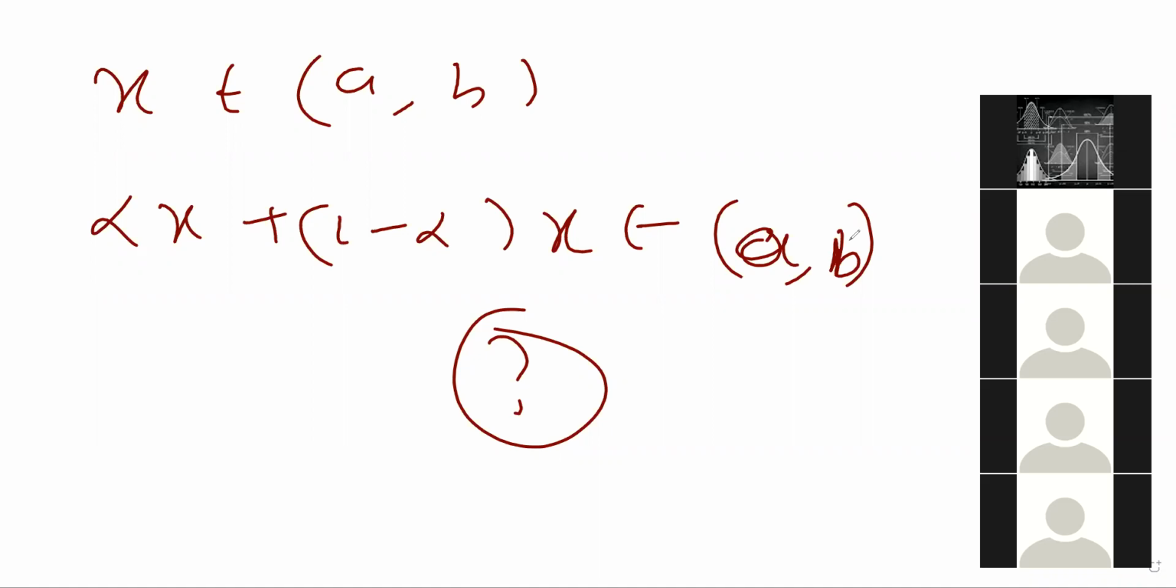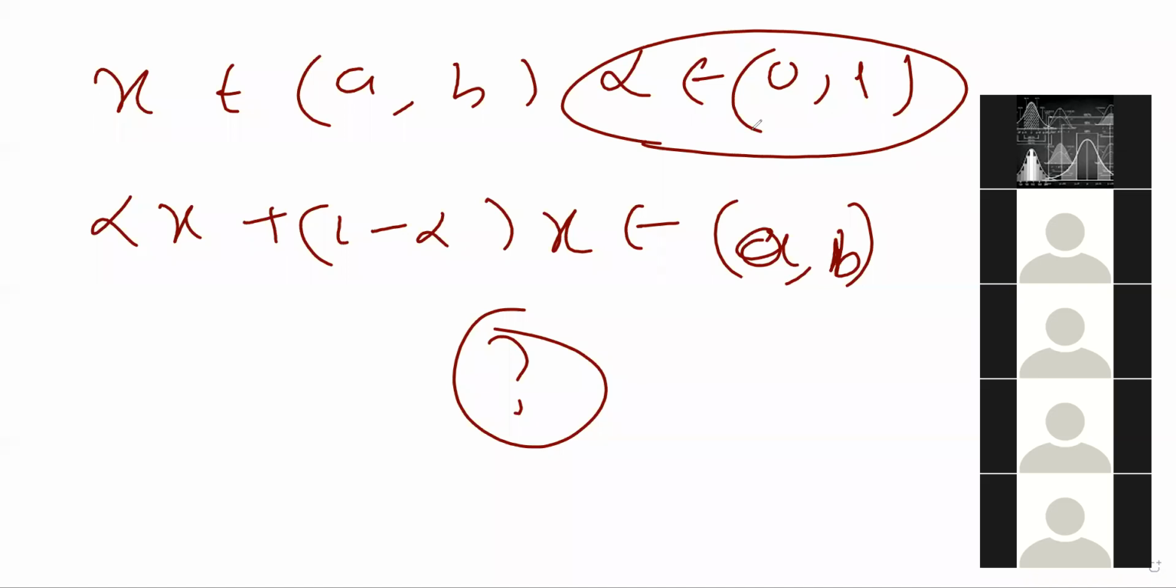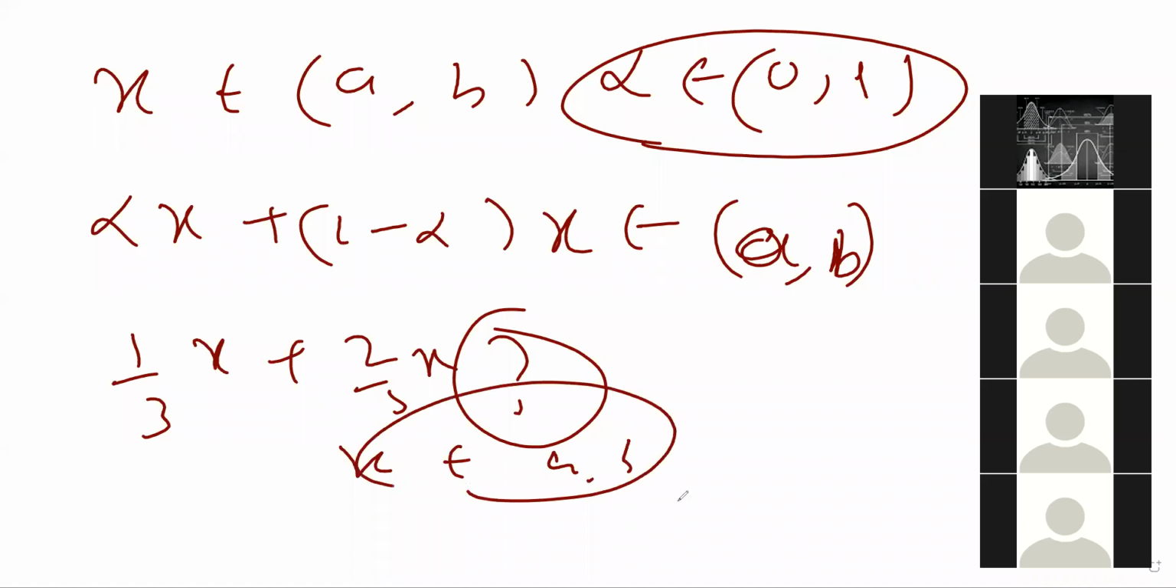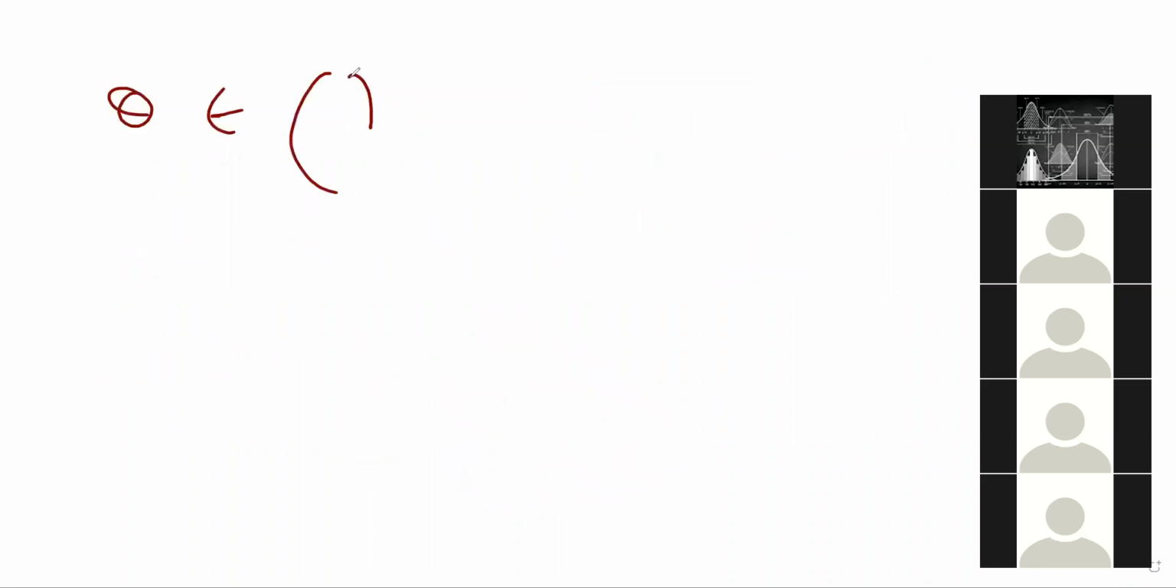Now tell me one thing. Here alpha should lie between 0 and 1. Why? Because, see, suppose 1 by 3 x plus 2 by 3 x, it will be x, so it will be A to B. Now we know that theta here is lying between xn minus half, comma x1 plus half.